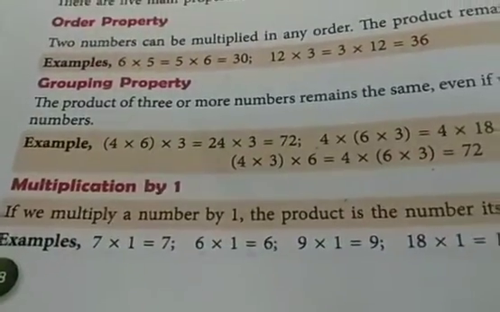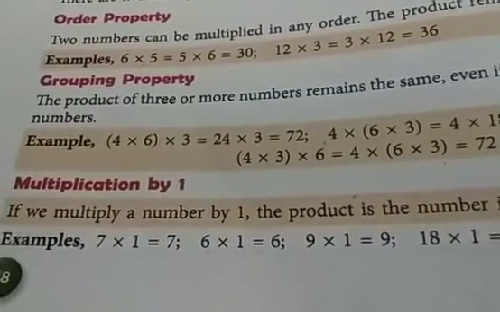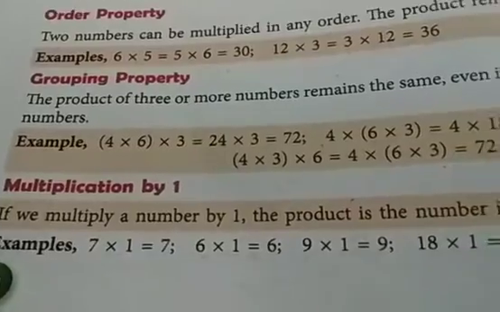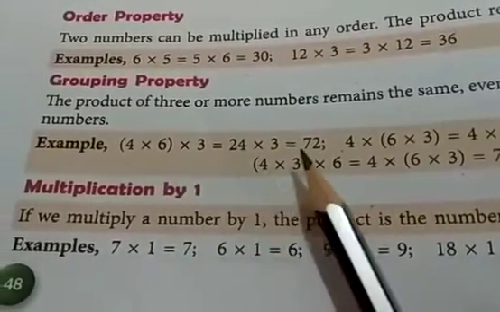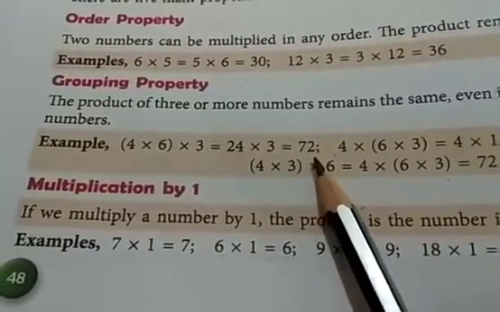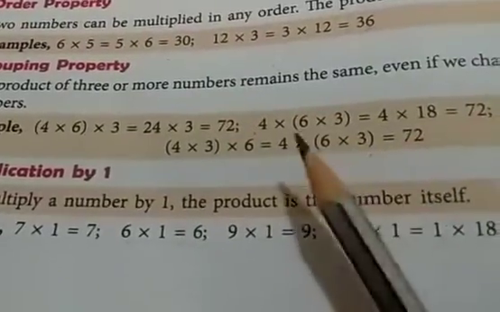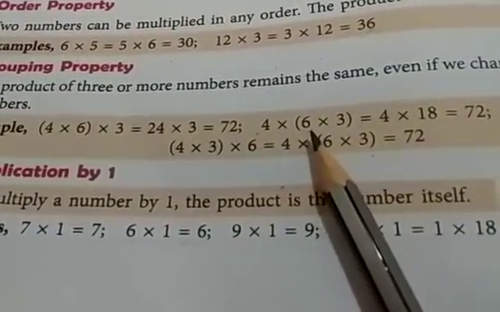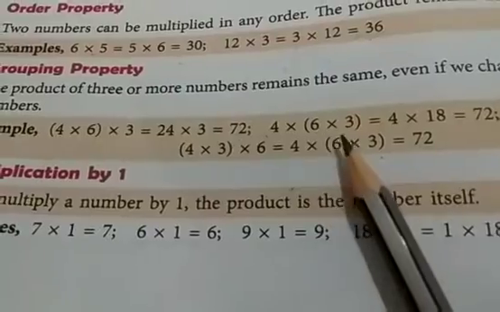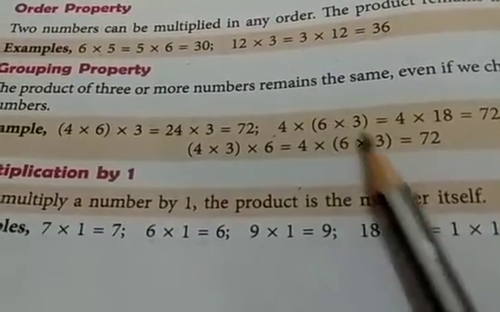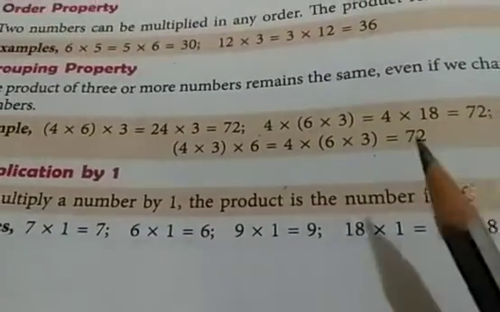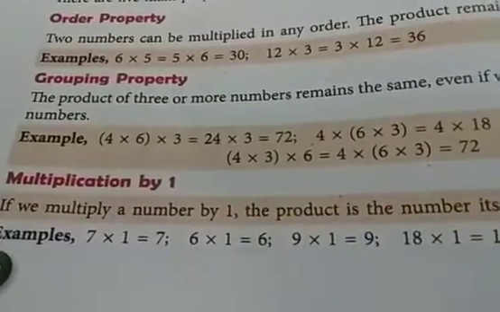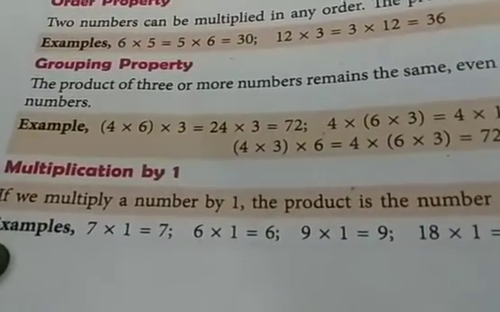You know the BODMAS rule. First we have to solve the bracket. So 4 into 6 is 24 and 24 into 3 is 72. See here, 4 into 18. 18 came from multiplying 3 and 6. Okay, 3 6s are 18 and 18 4s are 72. So when we change the group, the product will never change.